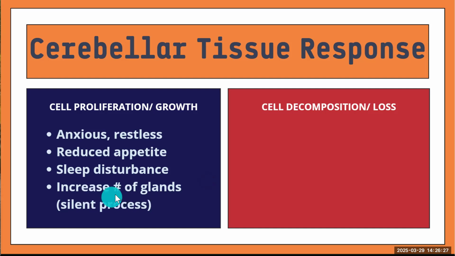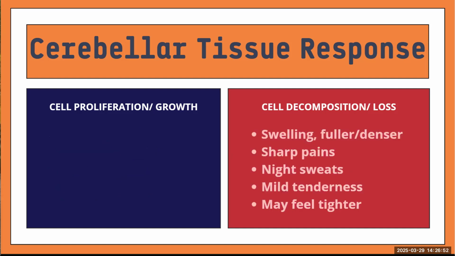It's a microscopic event. All you may see with the patient, if the patient is your friend, for example, all you may see is anxiousness, reduced appetite, sleep disturbance, because they're trying to resolve a conflict. Internally, you will not see this. This is a silent process, but the body is trying to increase the glands now in preparation for protection of the offspring.